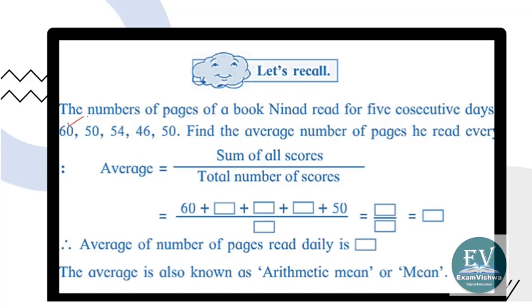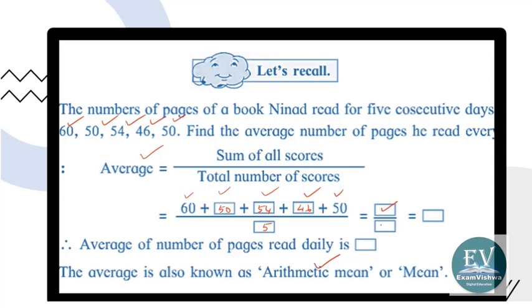We will total the number of pages read in 5 days, 60 plus 50 plus 54 plus 46 plus 50, and then we will divide by 5. Thereby we will be getting an average of it. This average is what was named average last year, and later we understood it as arithmetic mean.